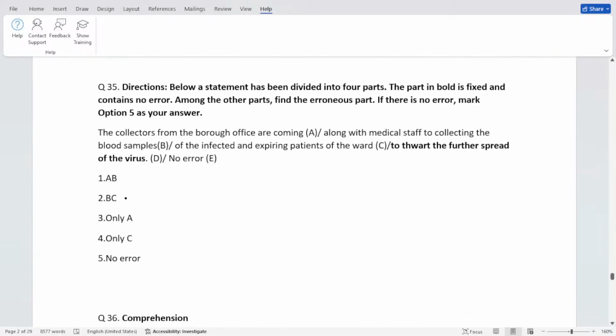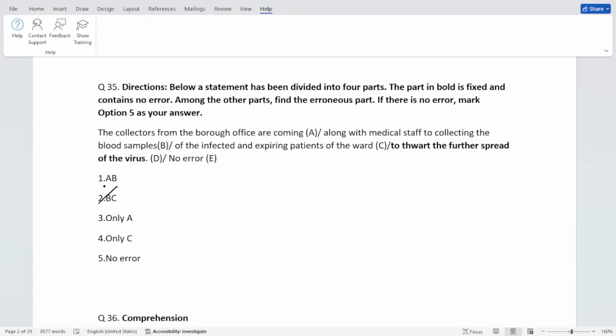The collectors from the borough office are coming along with medical staff to collecting the blood samples of the infected and expiring patients of the ward to thwart the further spread of the virus. No error. So in that, what will be the correct answer? What will be the correct answer? Please let me know. From the paragraph only we have to conclude.